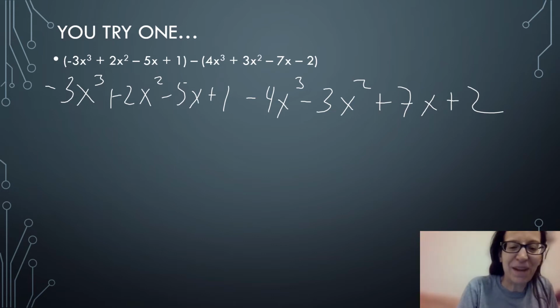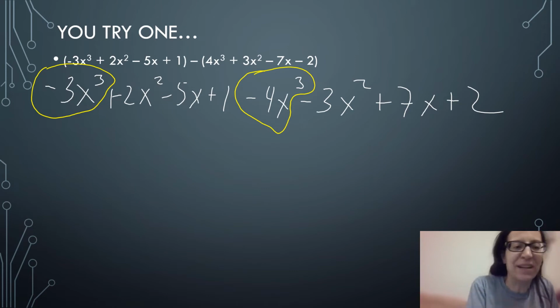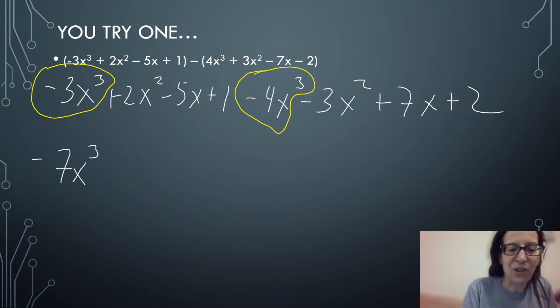Okay, let's combine some like terms. So we've got negative 3x to the third minus 4x to the third. So those are both negative, which when you combine them makes them even more negative. So negative 7x to the third.